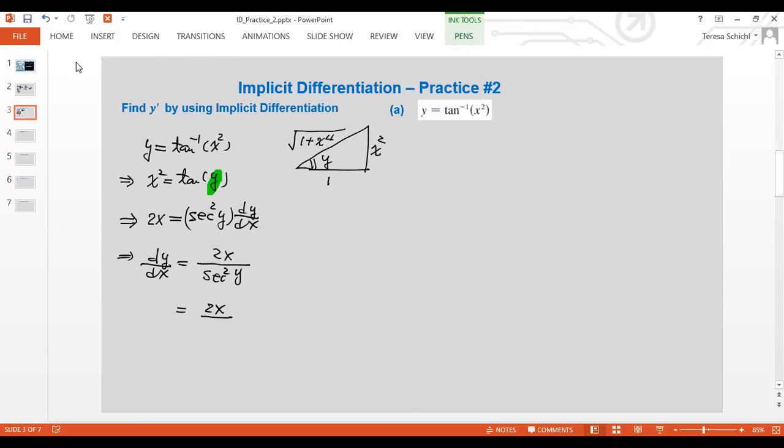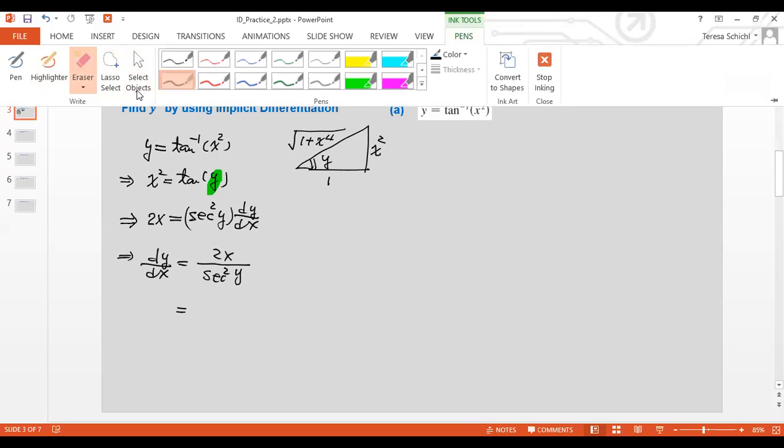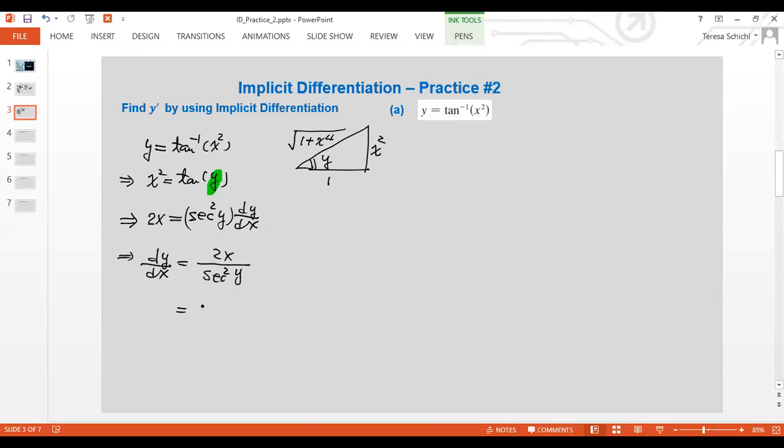What is the secant squared? Secant is 1 over cosine, correct? So 1 over secant squared really is just the 2x times what? Cosine squared y. Okay, so the cosine squared y, so let's take a look. What is a cosine? Cosine is adjacent over hypotenuse. So adjacent is 1, hypotenuse is the square root of 1 plus x to the fourth. Right, so the final answer for the dy dx here is equal to the 2x over 1 plus x to the fourth.